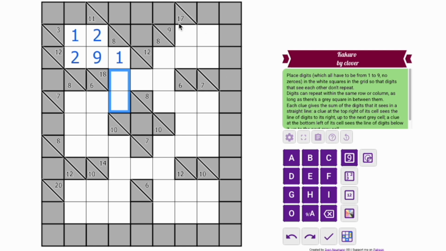Up in this corner, where 3 is the smallest we can get in 2 cells, 17 is the largest we can get in 2 cells. So that's a 9, 8. And I can tell which order they go in because this clue is a 9 and needs one of those and another cell. So this can't be the 9, or else we need a 0 there, and that's not allowed. So this is the 8, this is the 9.